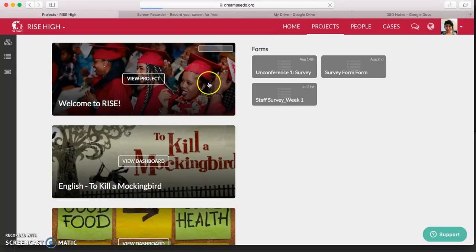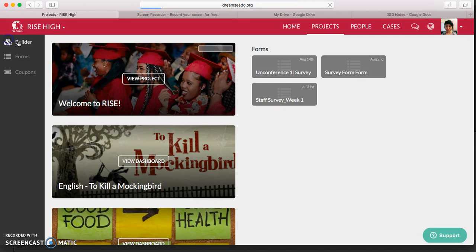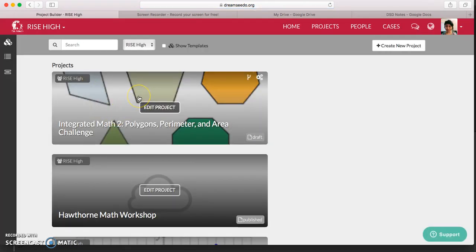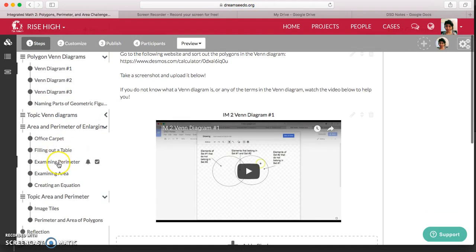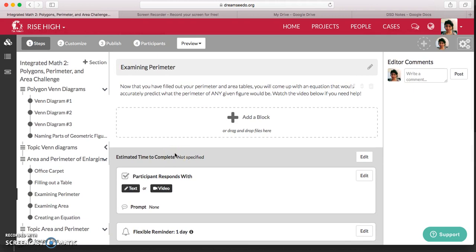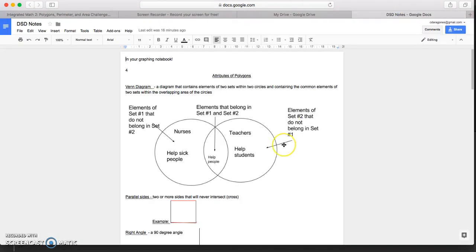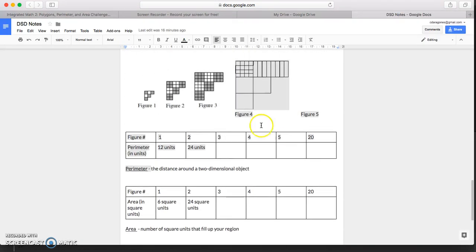Okay, so in this part of the project, you are now going to take a look at the carpet designs you have, and you're actually going to come up with an equation for any given figure's perimeter. In the tables that we made, you were able to figure out the perimeter for figures 1, 2, 3, 4, and 5 by counting. And then hopefully you were able to figure out the perimeter for figure 20 by predicting what it would be. Hopefully you discovered some kind of pattern.